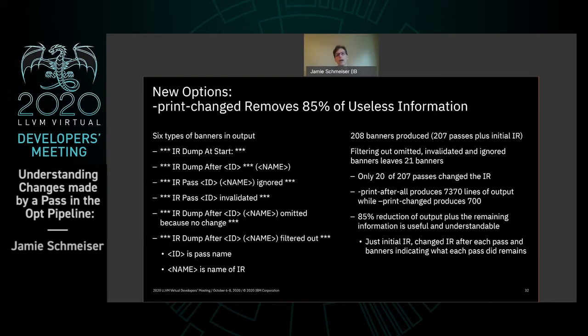In the previous example, only 20 of the 207 passes actually changed the IR. The number of lines of output dropped by an order of magnitude from over 7,000 lines to 700 lines, while the size of the output dropped by 85%. The remaining 15% consists of the initial IR, banners indicating what the passes did or didn't do, and the IR after each change.